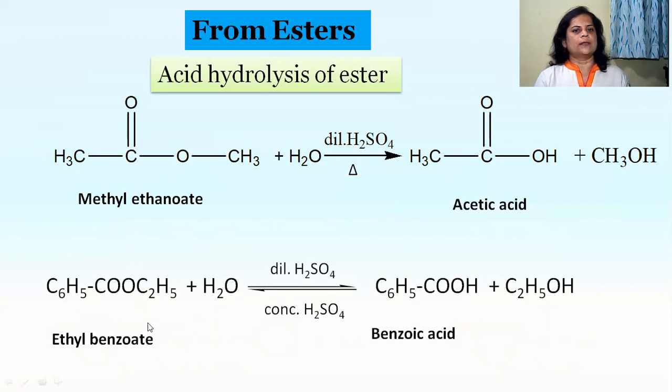Ethyl benzoate, one more example, with the ethyl and benzoate structure. Here the alkoxy group C2H5O, the ethoxy group, is removed in the form of alcohol. Which alcohol? C2H5OH. So what remains? C6H5 C double bond O, OH. That means we converted ethyl benzoate to benzoic acid.